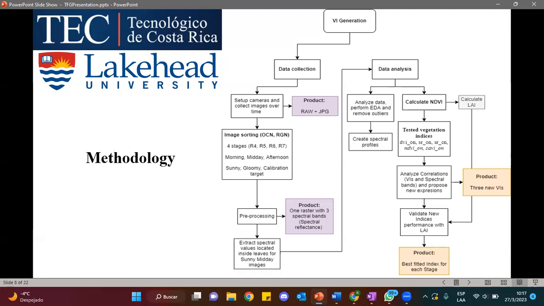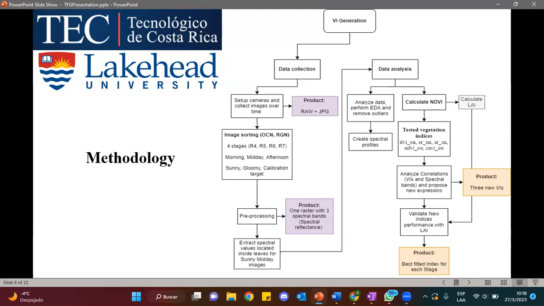Having the clean data sets, NDVI could be calculated and then used to calculate leaf area index, which is the variable used for the validation of the new index proposed later on. And some already known mathematical expressions were applied using the ocean bands. So you can see from the tested vegetation indices, DVI, simple ratios, NDVI and SAVI were used.